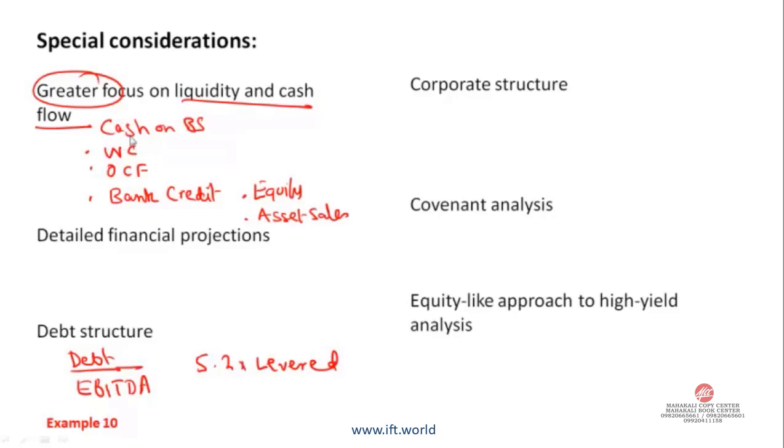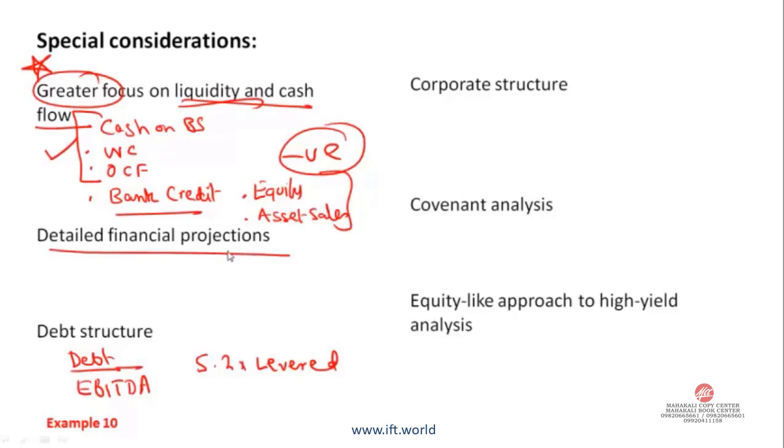So we need to look at how much cash is on the balance sheet, what is the working capital, how much operating cash flow we have. So if cash is coming from these sources, then that's a good sign. On the other hand, if the company is raising cash through bank credit or through equity issuance or asset sales, then this would be a negative sign. So that's liquidity analysis. Again, a very high level set of comments here, but this is an important aspect of your credit analysis. Next, as credit analysts, we need to look at detailed financial projections.